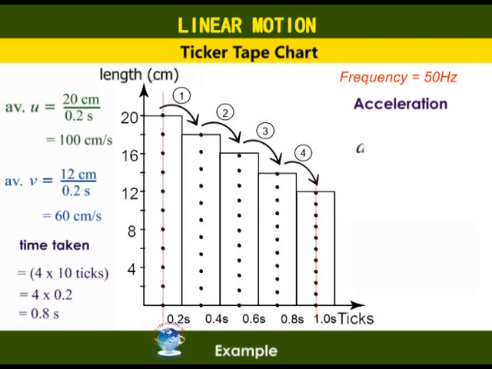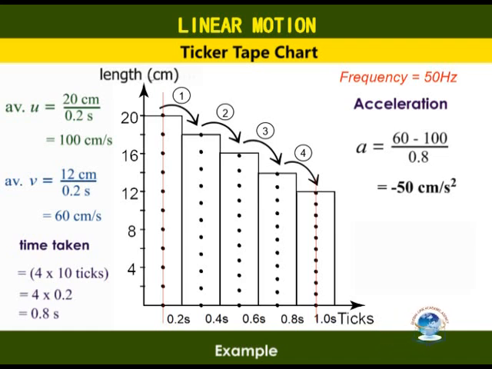And now acceleration is equal to v minus u over t. 60 minus 100 over 0.8 gives us negative 50 centimeters per second squared. So the motion was a deceleration. And that is true because, as you can see, the dots get closer and closer as you move from the first strip going to the last.